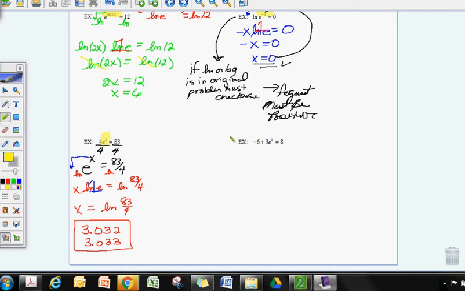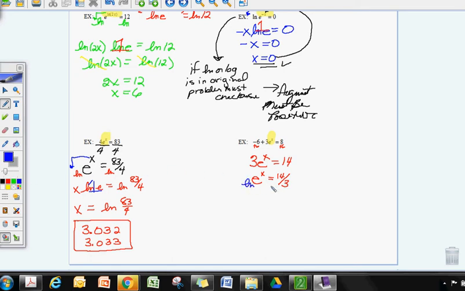Notice where my variable is. It's stuck in that exponent. So first thing I got to do is isolate. I'm going to add 6 onto each side, and I'm left with 3e to the x equals 14. It's still not isolated. E to the x would equal 14 thirds. Okay, so now I need a natural log to pull that down.